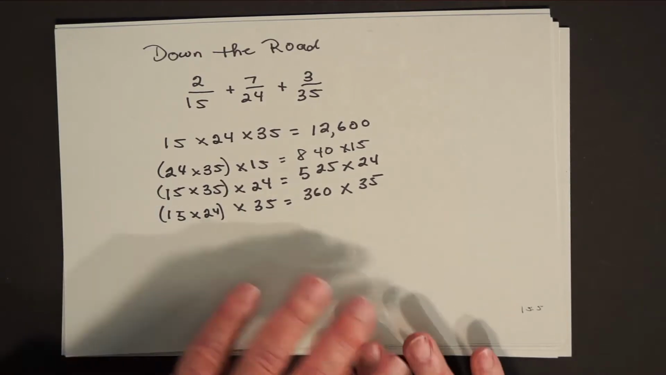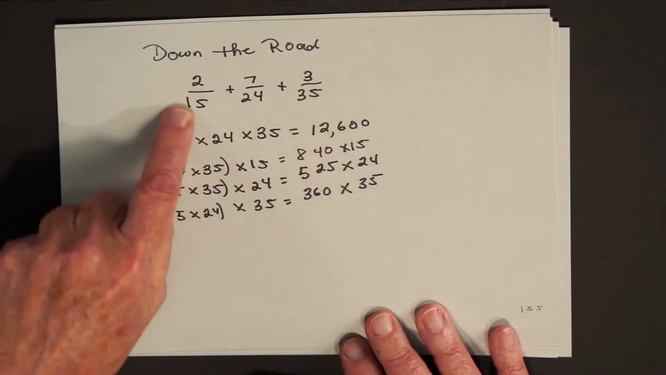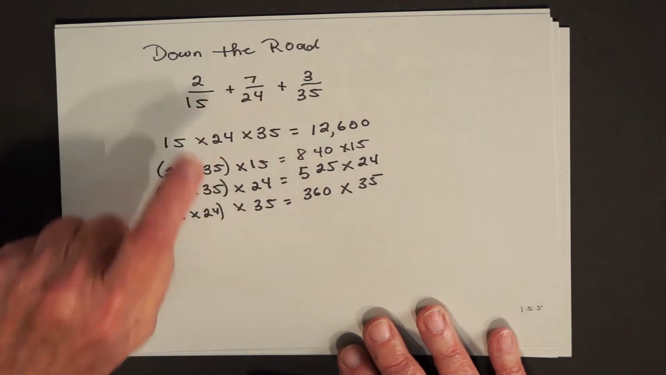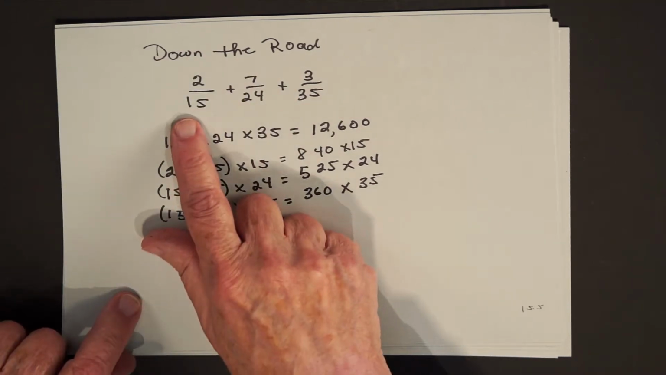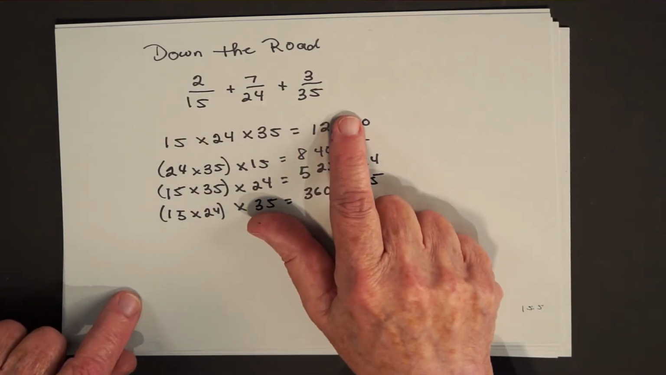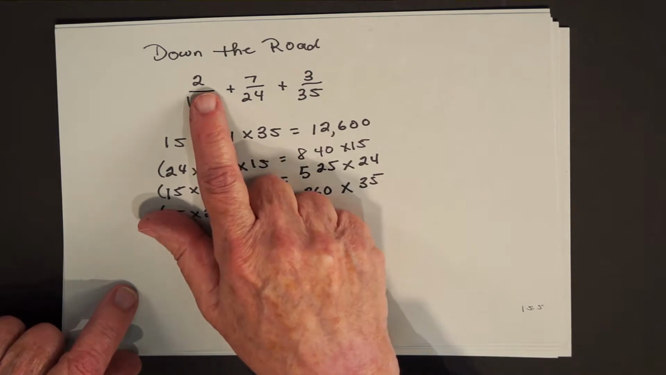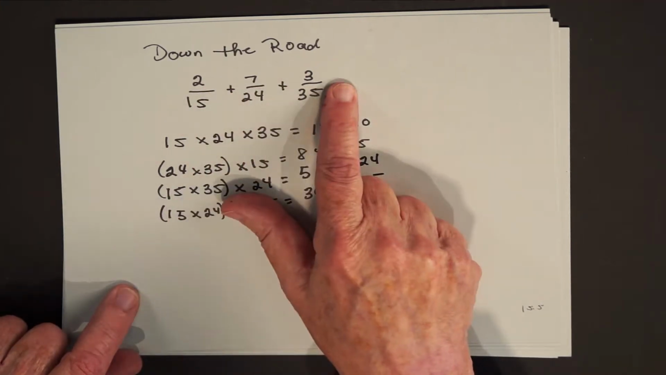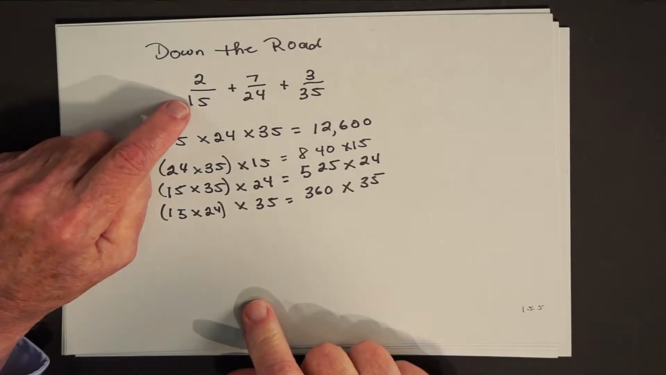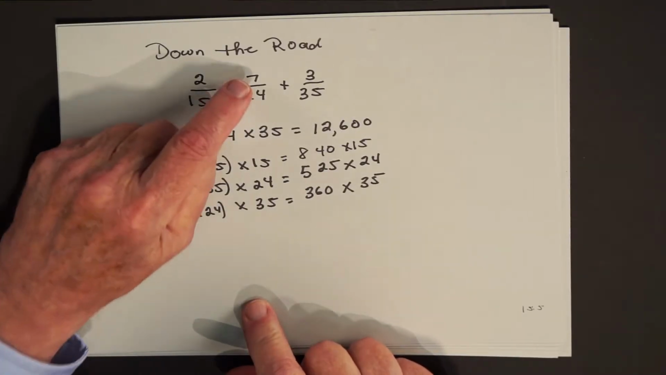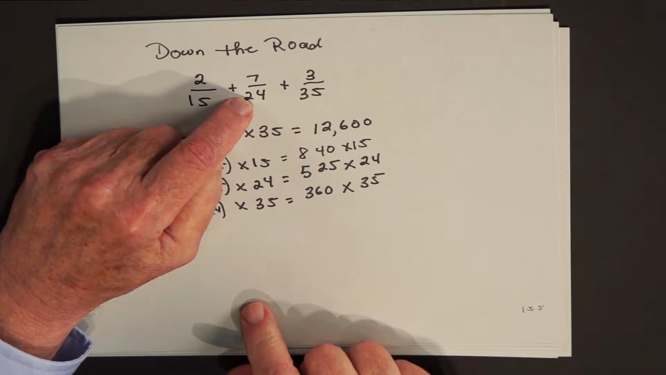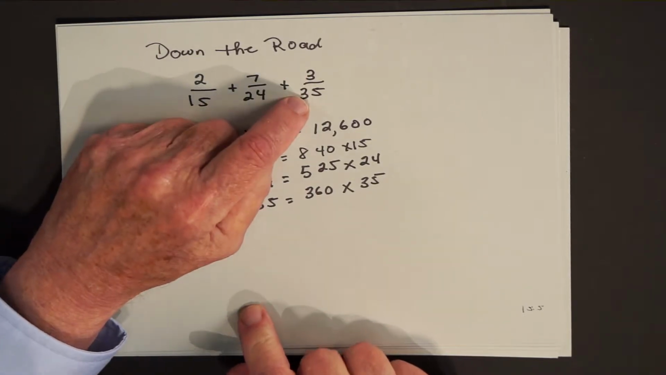So spending a certain amount of money, this is the fractional part they will reimburse you for. And so somehow or other, you're going to have to add these together. And the problem is, you can't just add the 2, the 7, and the 3. Well, I mean, you can, but you get the wrong answer, because the 2 is modifying every $15, the 7 is modifying every $24, and the 3 is modifying every $35. So you have to find a common multiple of these.